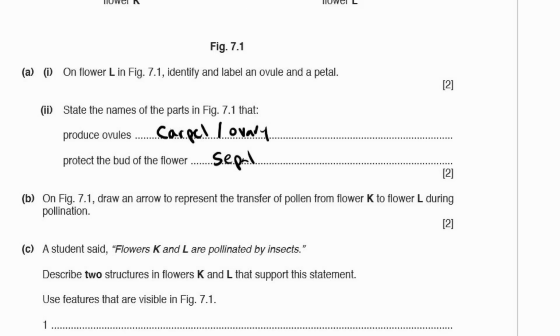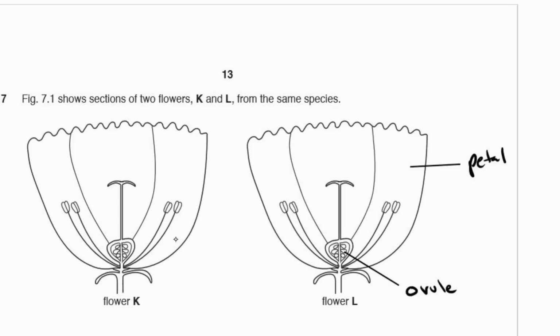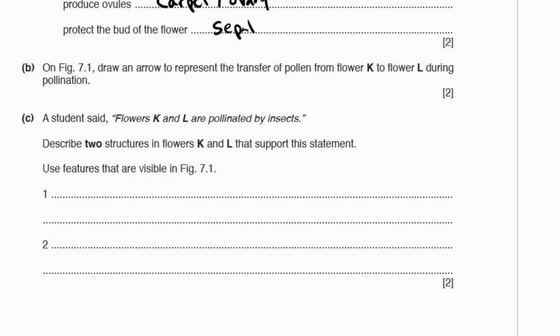B. On figure 7.1, draw an arrow to represent the transfer of pollen from flower K to flower L during pollination. All right. So pollination. It goes from flower K to flower L. So the pollen goes from the anther to the sticky stigma. All right. That's it.